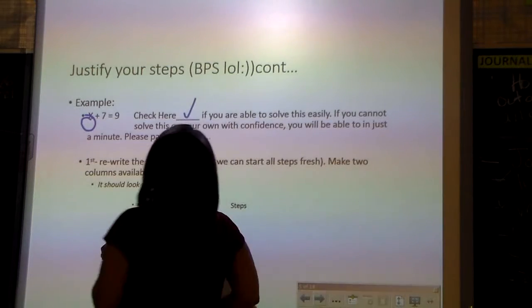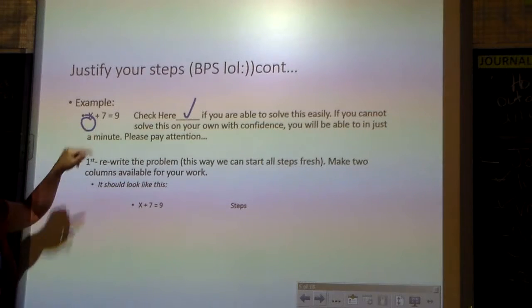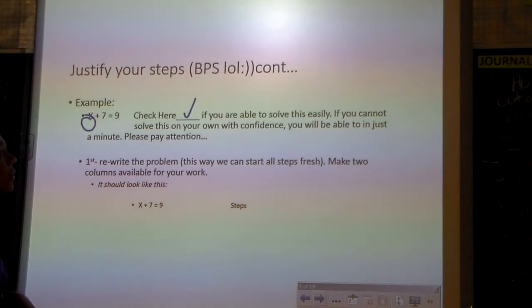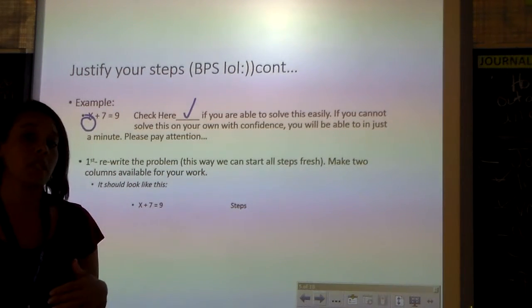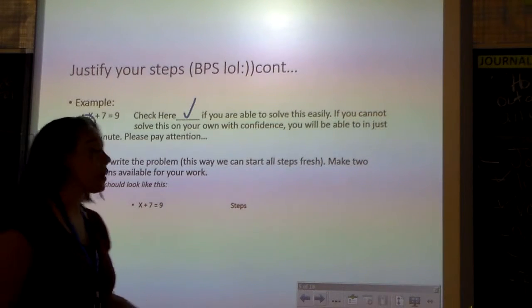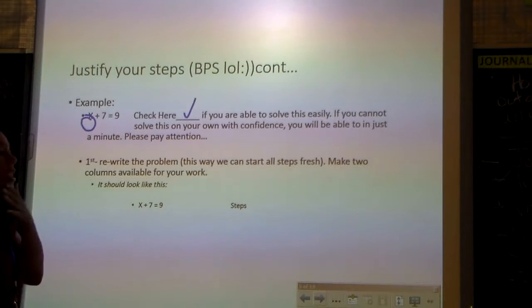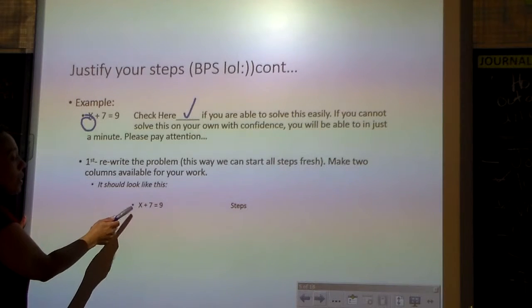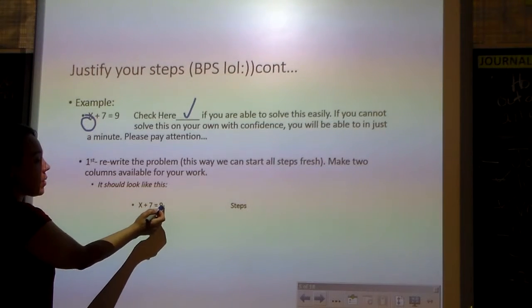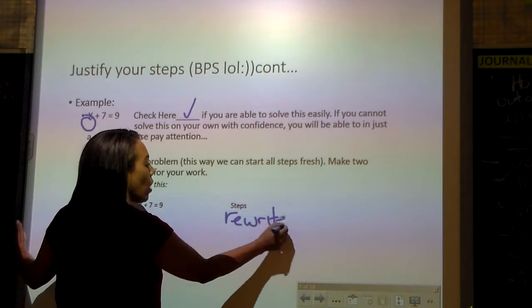So I would put a check mark there that I don't have to do a bunch of algebra to know my answer is 2. However, we do have to walk through the steps using the simple problem first so that you can fully understand the steps on a hard problem. So what I do first is I rewrite the problem. This way we can start fresh, and that's always step number 1: rewrite the problem. So I rewrote x plus 7 equals 9.